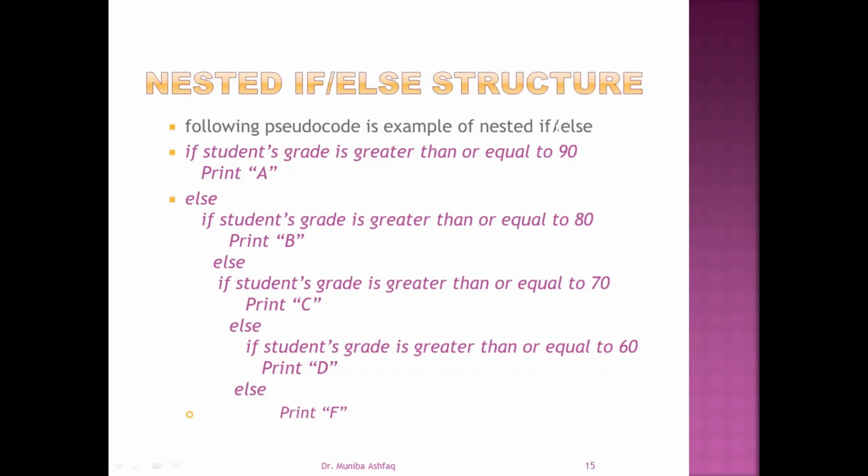The following pseudocode is an example of nested if else. If student's grade is greater than or equal to 90, print A. Else, if student grade is greater than or equal to 80, print B. Else, if student grade is greater than or equal to 70, print C. Else, if student grade is greater than or equal to 60, print D. Else, print F. So you are actually going to check all the marks of the students, and according to marks, you are going to print its grade. So it's a complete grade card.